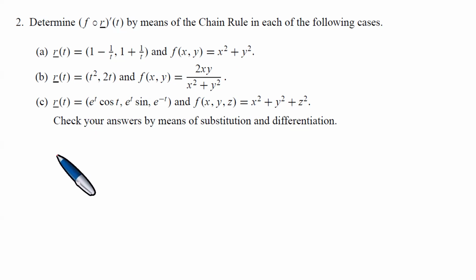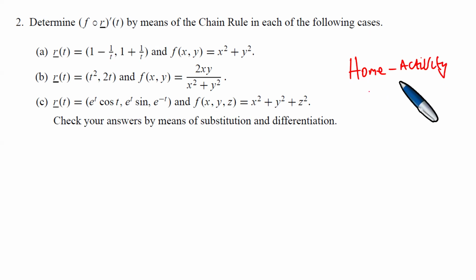We need to use exactly the same method as used before to determine the actual result. So this one will serve only as a home activity, which you need to try on the chain rule. We have shown some examples on this, and we proceed to elaborate and use this in other cases. So now we proceed to try the following. The next thing.